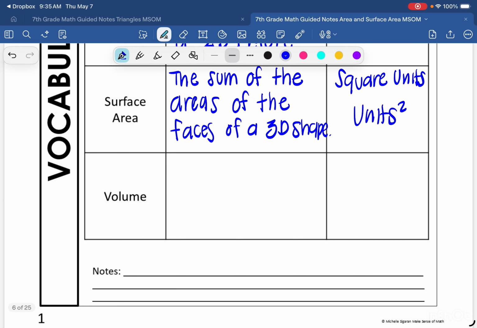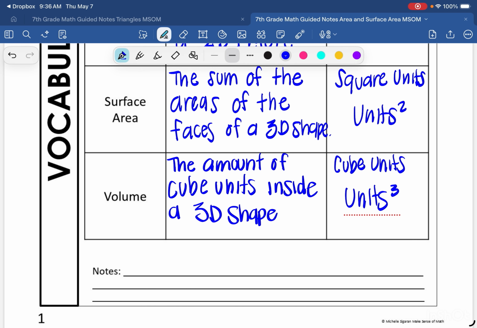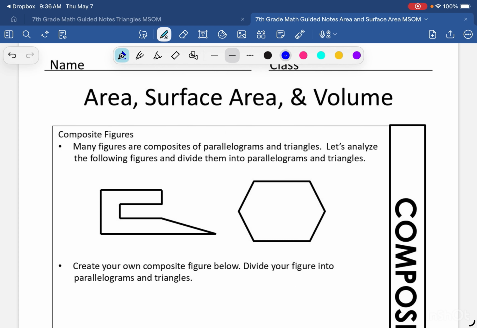Volume is the amount of cube units that can be contained inside a 3D shape. The units would be cube units or units cubed because we're talking about how many cubes can fit inside the 3D shape. Let's move on to composite figures.